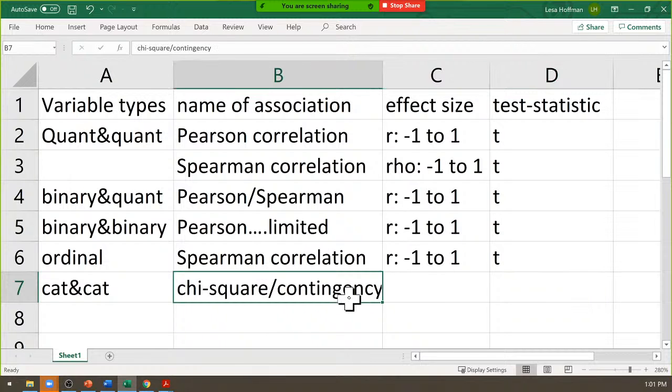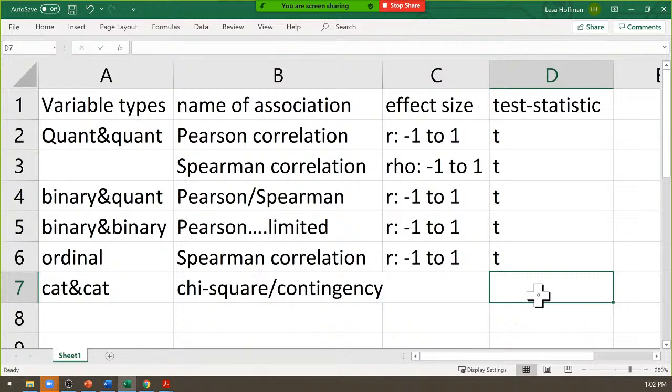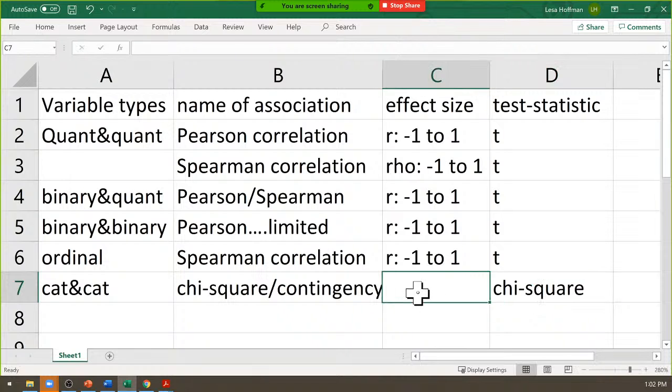Now this one is different because you don't get an effect size directly out of it. What you get directly out of it is the chi-square test statistic. That's it. That's where you get the name, the chi-square test. You get a test statistic directly. And then you have to decide what kind of effect size you want to go with it. So that's the one that we haven't done yet.